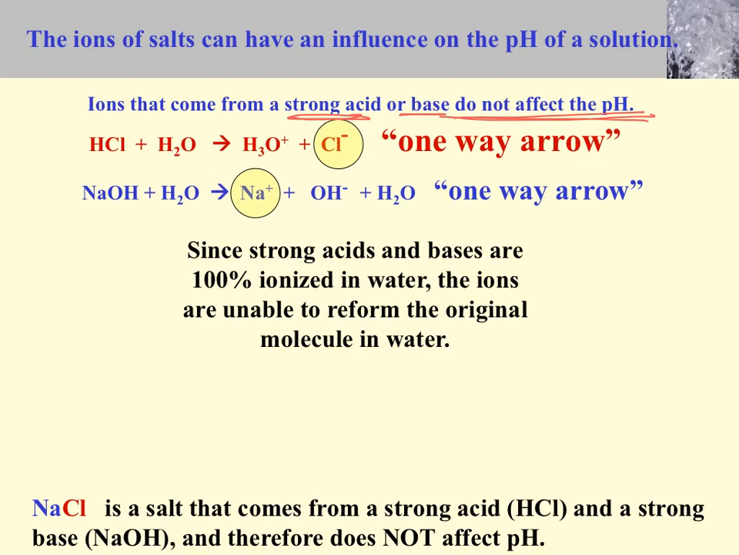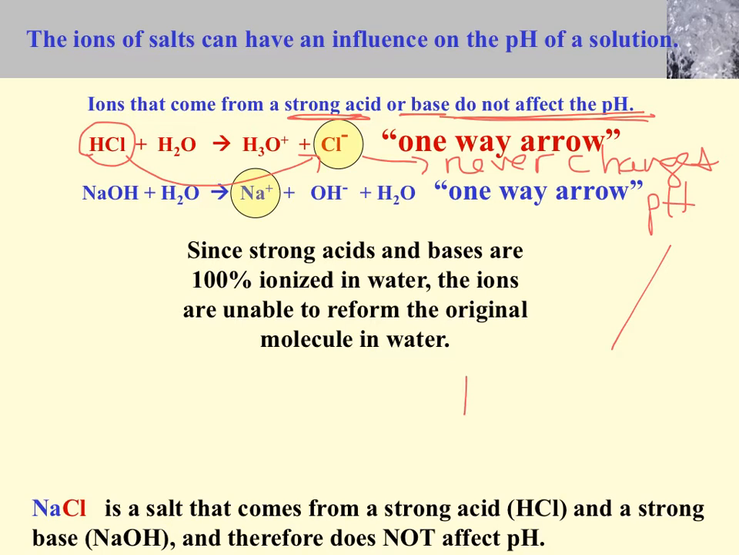What do I mean when I say ions that come from a strong acid or a strong base? Well, hydrochloric acid, hopefully you've memorized your 6 or 7 strong acids. If not, you need to do so now. Hydrochloric acid is one of the strong acids. What is its conjugate base? It is the chloride ion. Therefore, the chloride ion never changes the pH of an aqueous solution by itself.